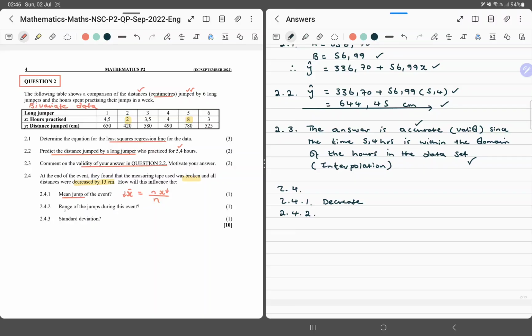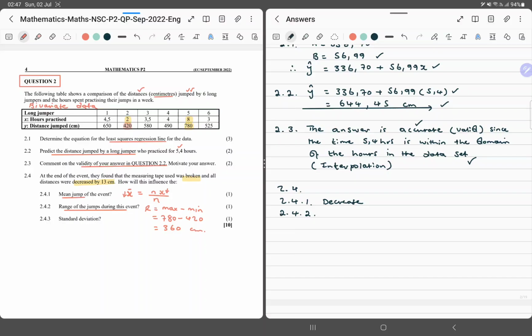All right, so we've got 2.4.2. Well, what about the range of the jumps? Well, we know that the range R is going to be the maximum minus the minimum. The maximum here was what? We can see that 780 is the biggest, whereas 420 is the smallest. So this is essentially 780 minus 420. That gives us 360, yes, 360. Now that's fine, that is centimeters. All right, that was our range.